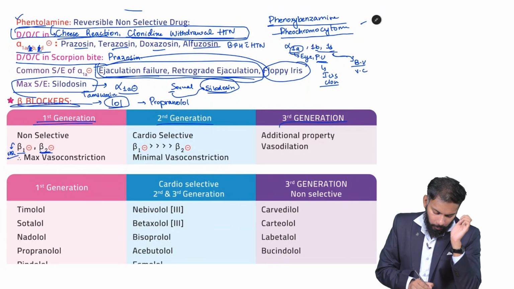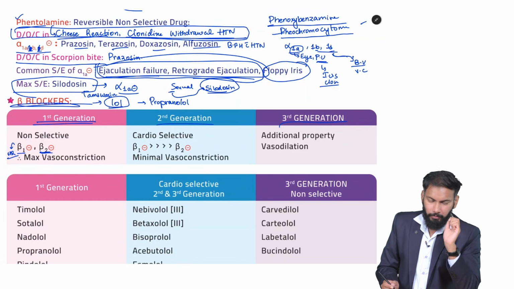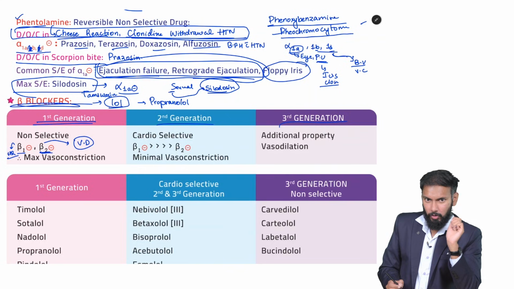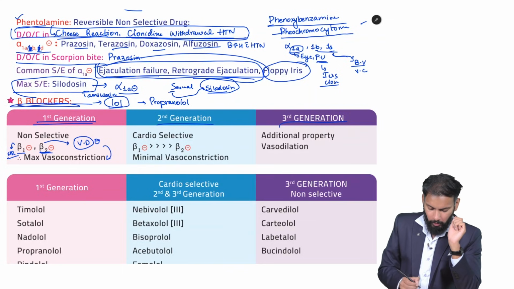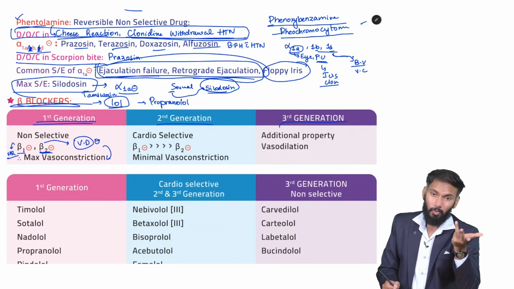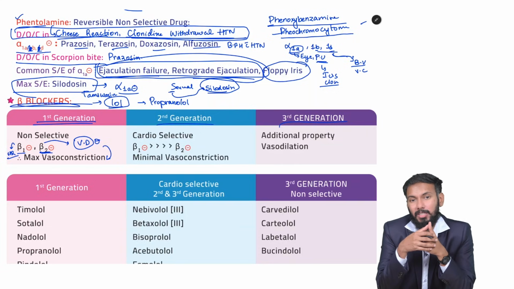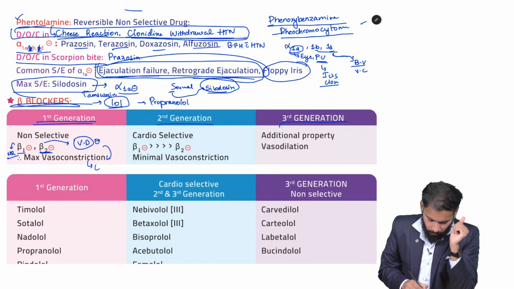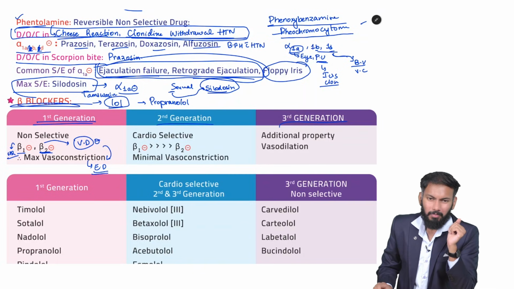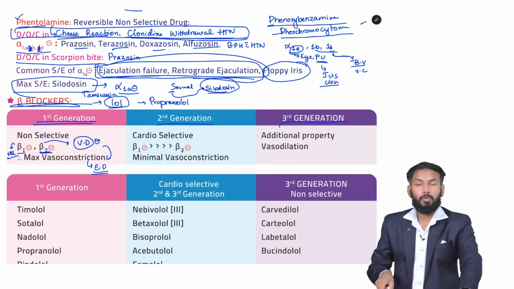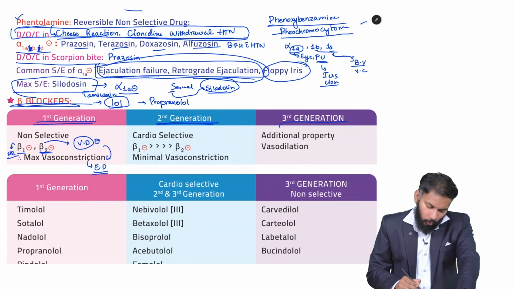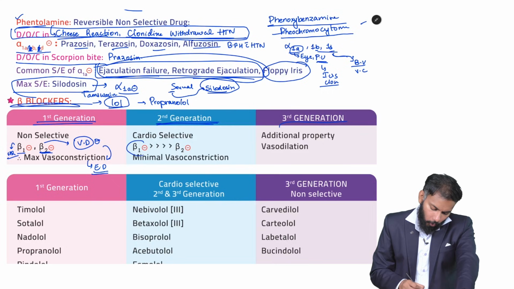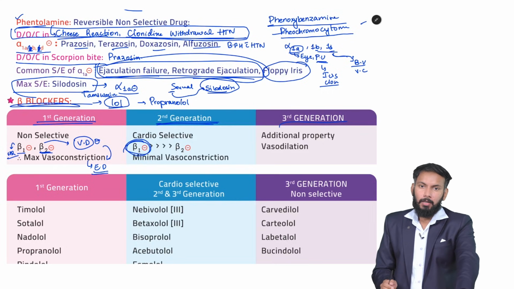Now, if it is blocking beta 2, which is what causes vasodilation, it will cause vasoconstriction. Is vasoconstriction good? No, obviously. Why? Vasoconstriction can increase the BP, and most probably the worst part is it can also cause erectile dysfunction. That is why we don't prefer first generation. So we have made second generation. What is second generation? It is cardioselective. That means beta 1 is present only on the heart.